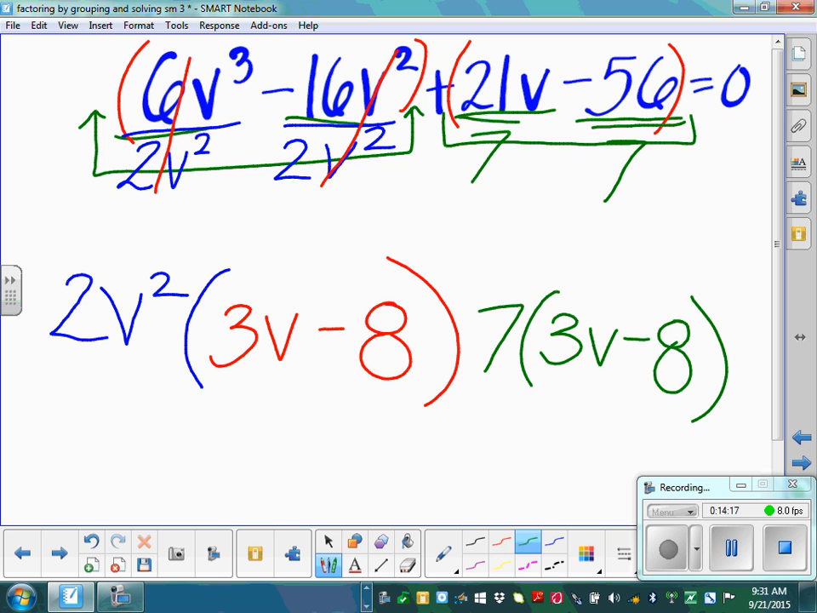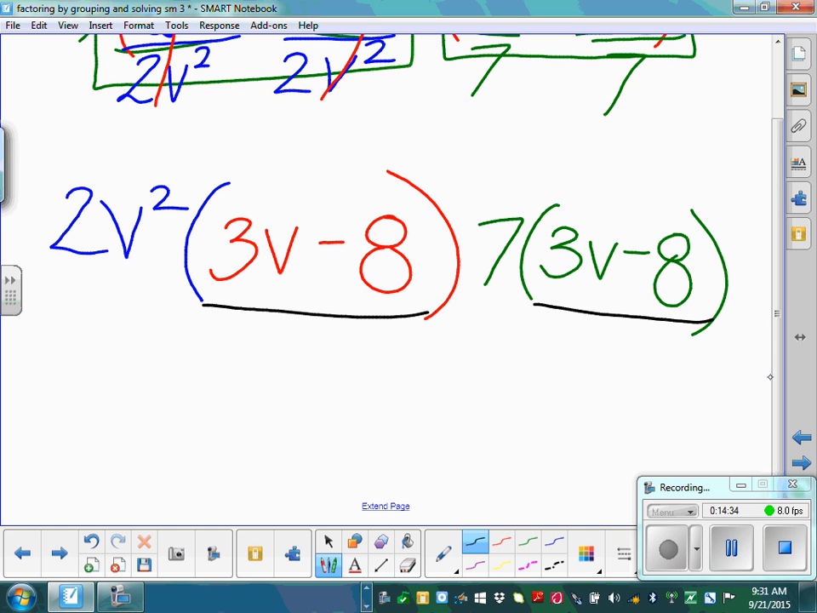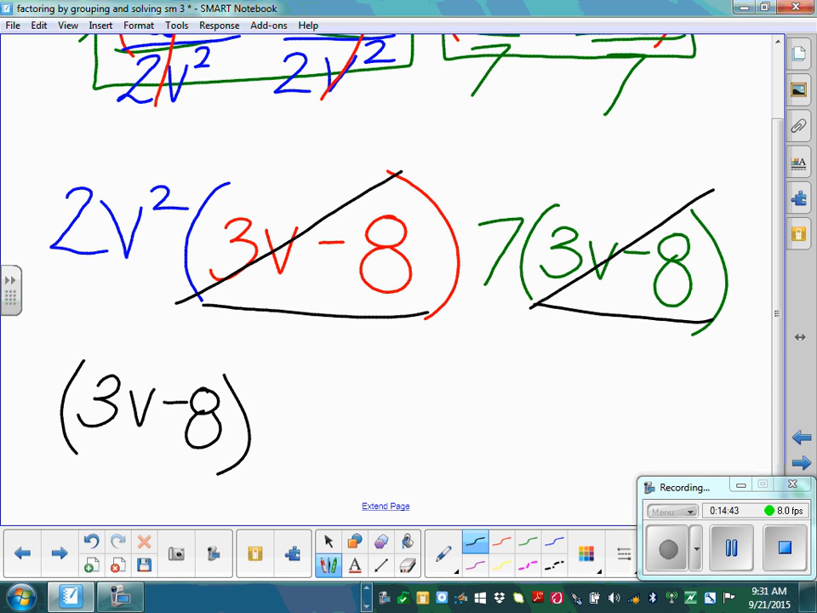All right, so now check your safe haven. That's the nice thing about this little safe haven. It better be the same inside the parentheses. Is that the same as that? Yes, so we're safe. So we're going to pull out our safe haven, just like we did with regular old factoring. So we pull out our safe haven. So 3b minus 8. When we pull it out, it divides out of each term. Then we're going to write what we have left. Right here, what do we have left? 2b squared. And then right here was positive 7. So we have our plus 7 left.